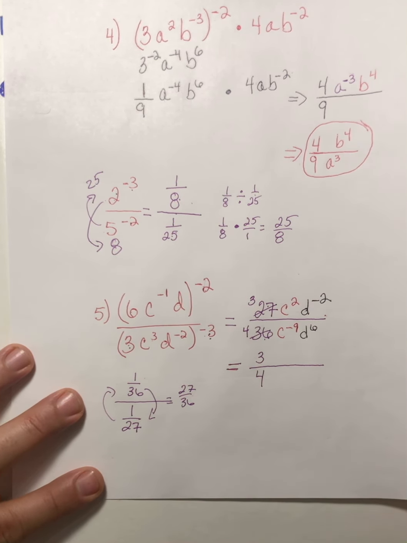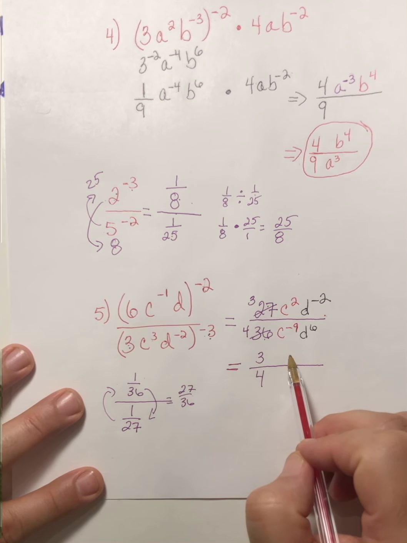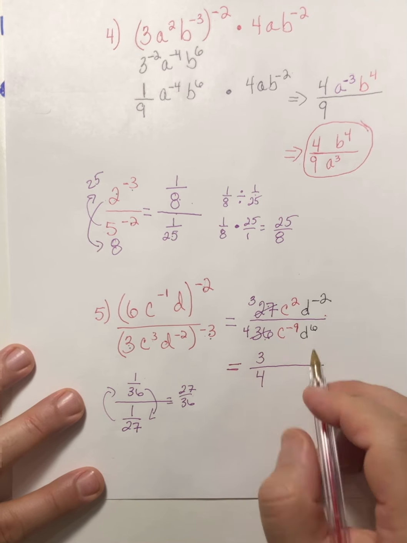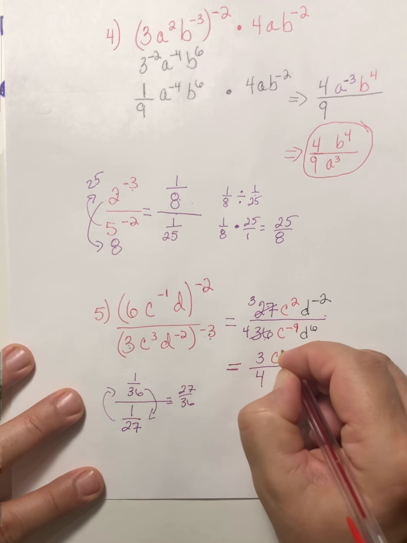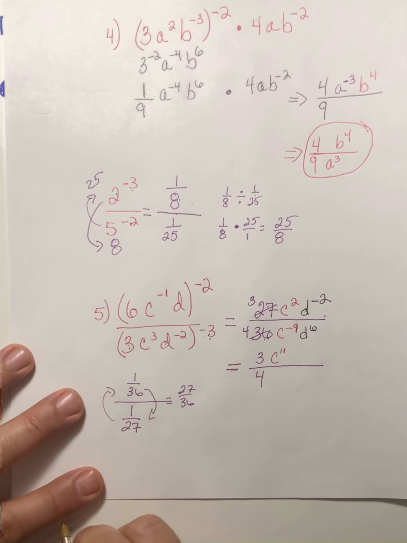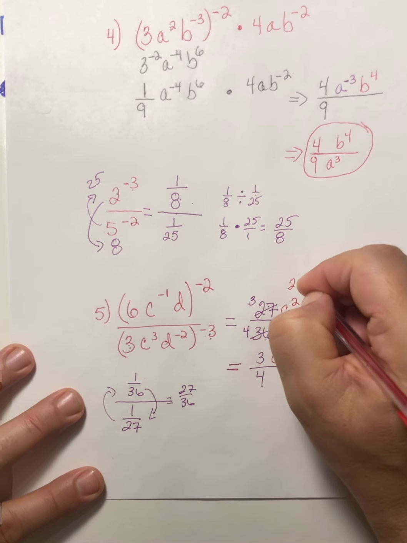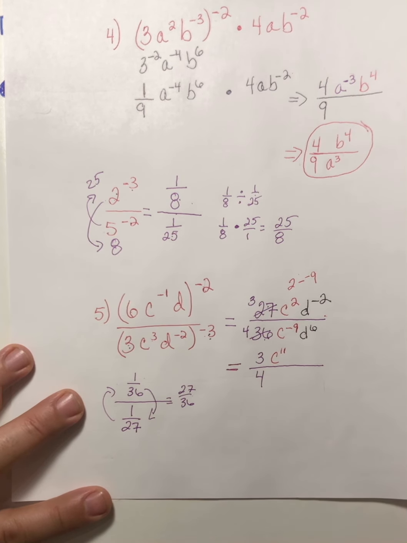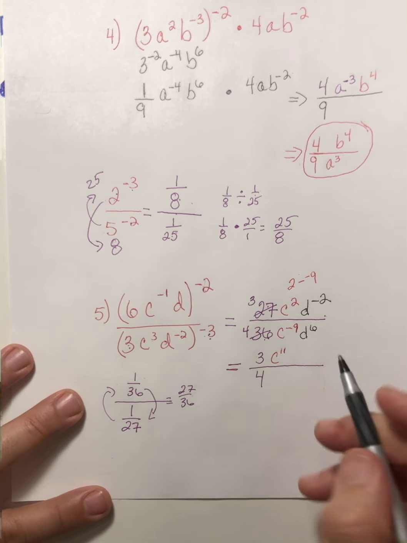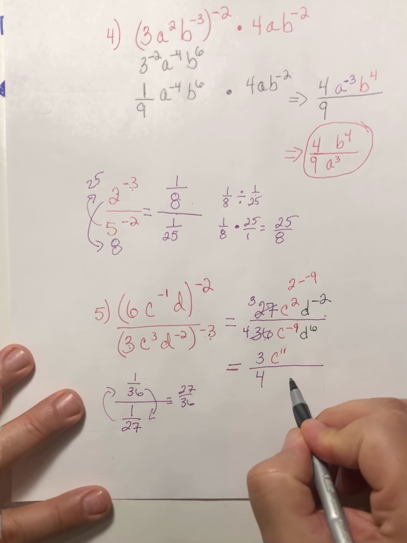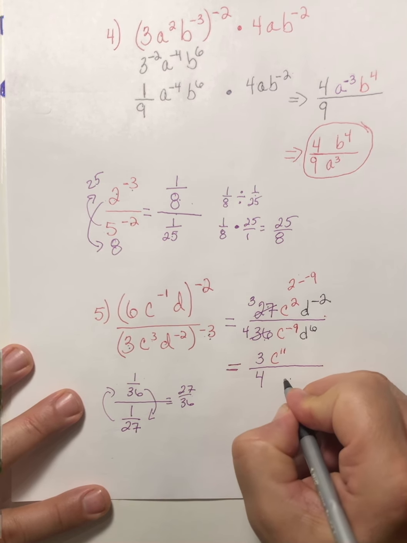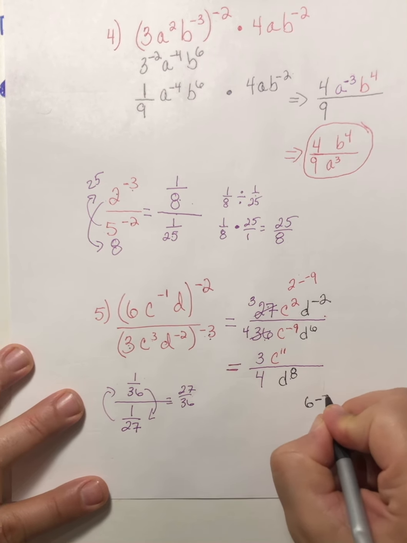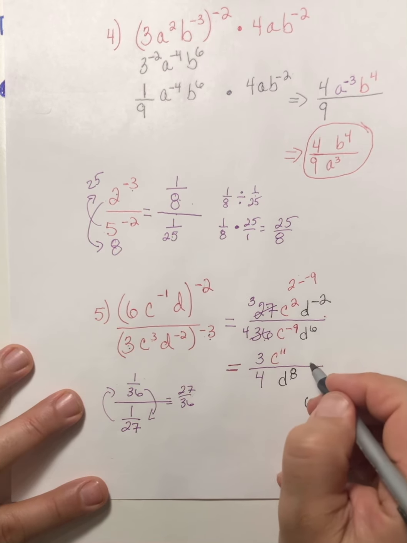Now I'm going to take care of my c's. Where's the larger exponent? That's right, it's at the top. 2 is bigger than a negative 9, so its c is at the top. And it's 11. How did I get 11? That's right, 2 minus a negative 9. And then the d's, where's the larger d? At the bottom. So it's d to what power? That's right, d to the 8th. And again, how did I get 8? 6 minus a negative 2. There we go. Problem simplified.